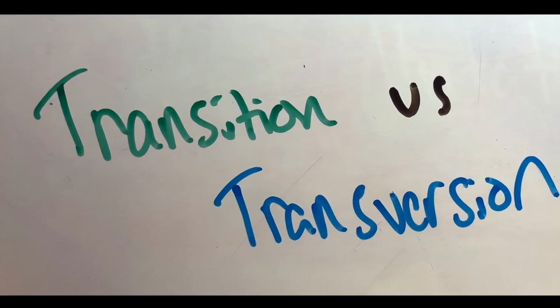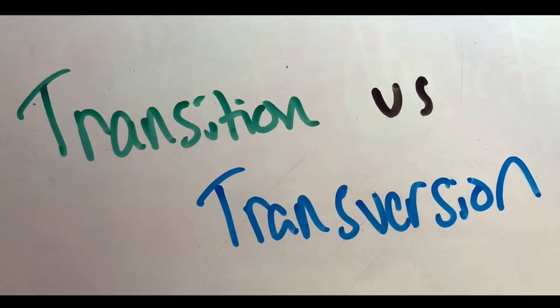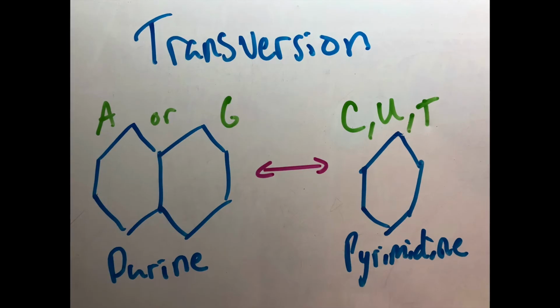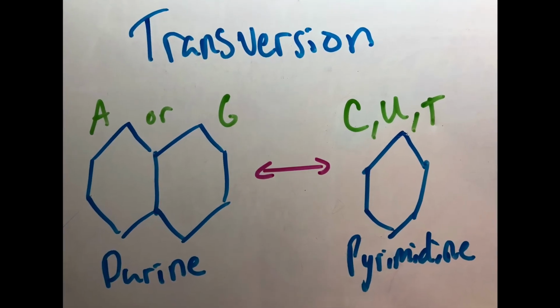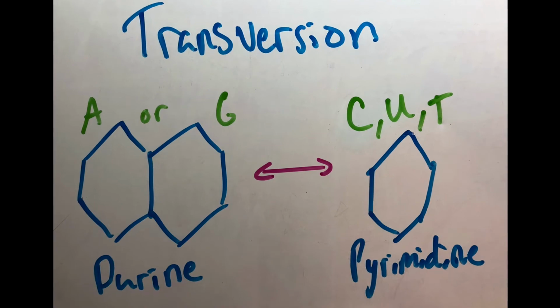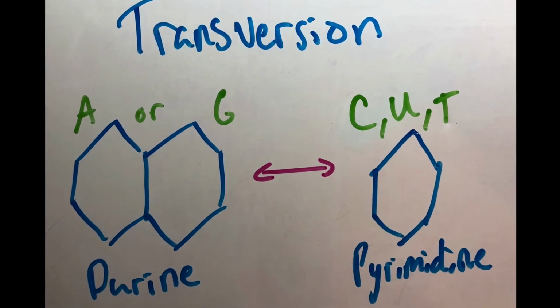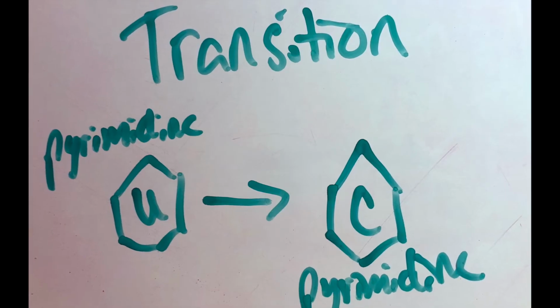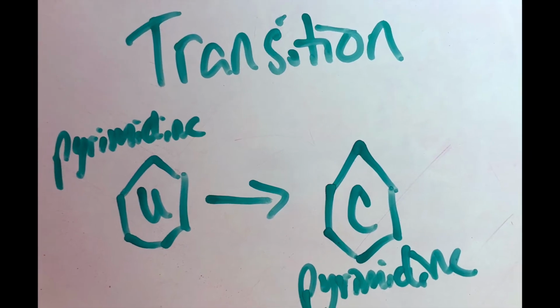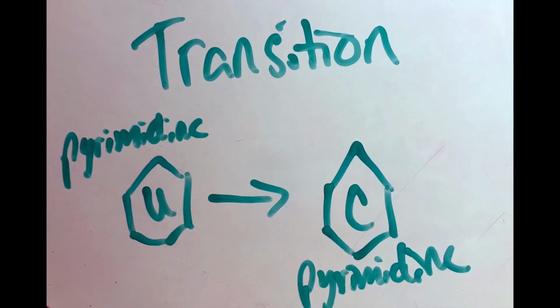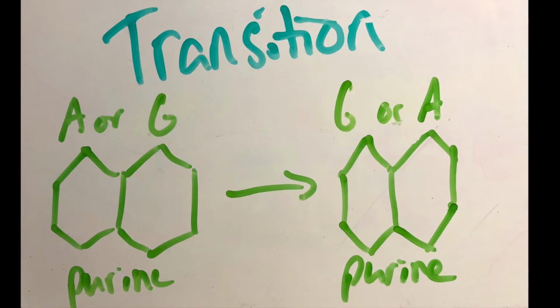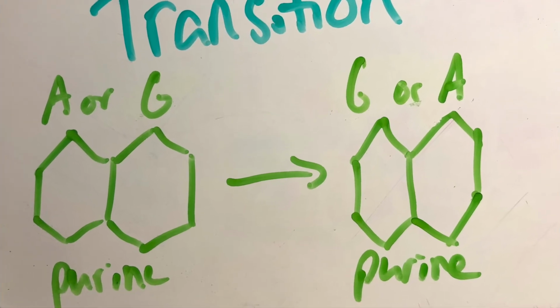We can determine if this mutation is a transition or a transversion. A transversion occurs when a purine, A or G, is replaced by a pyrimidine, C, U, or T, or vice versa. This silent mutation is an example of a transition since the pyrimidine U has been changed to the pyrimidine C, and the other transitions could be purine to purine.